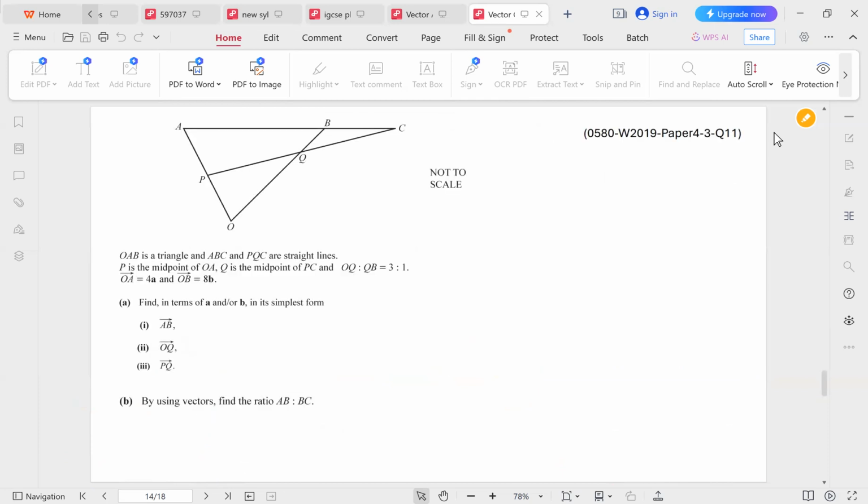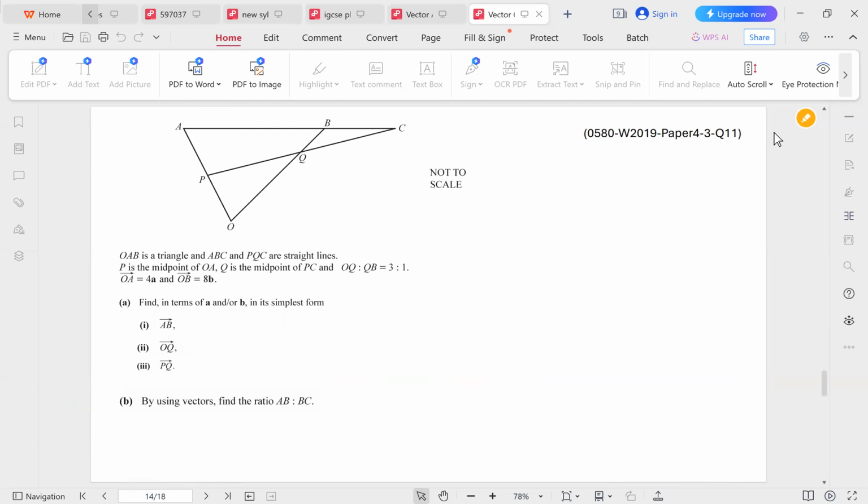OAB is a triangle, and ABC and PQC are straight lines. P is the midpoint of OA. Q is the midpoint of PC. OQ to QB is 3 to 1. OA is 4a, and OB is 8b. Find, in terms of a and/or b in simplest form, AB.